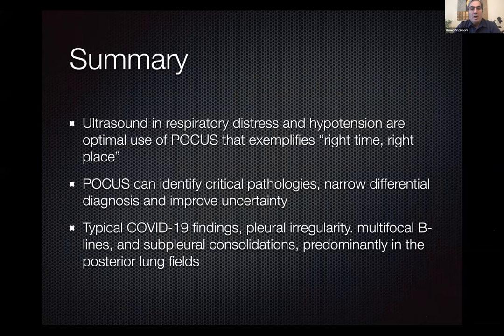So in summary, I want to say that ultrasound for respiratory distress and hypotension is the best way to look for it. For COVID, it is one of the best ways to look, not just for diagnosis, but for monitoring, for risk stratification, and to know what to do next. Send this patient home, send this patient to the floor, or send this patient to the ICU. Start this patient on treatment, or do not start treatment. Typical COVID findings, we discussed: pleural irregularity, multiple B lines, focal B lines, and subpleural consolidation.